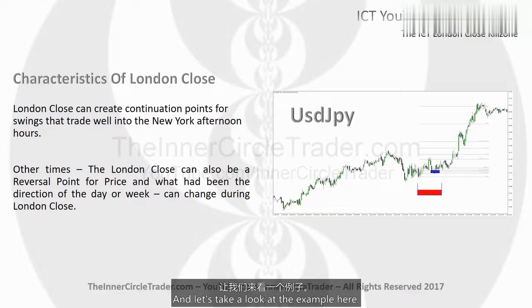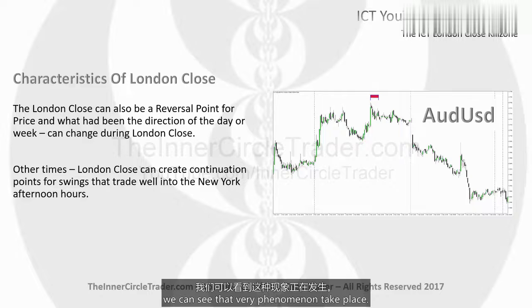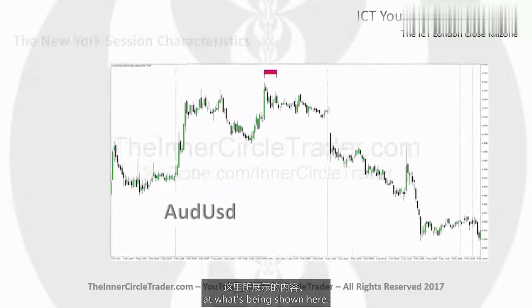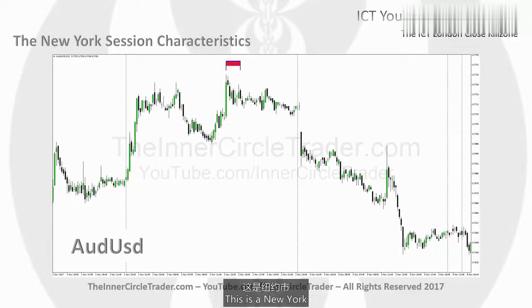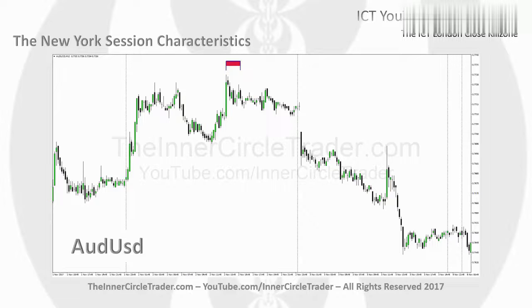Let's take a look at the example here. You can see in this Aussie dollar chart that very phenomenon take place. Let's zoom in and take a closer look at what's being shown here. This is a New York and London close overlap, so there are characteristics that are important for the New York session.